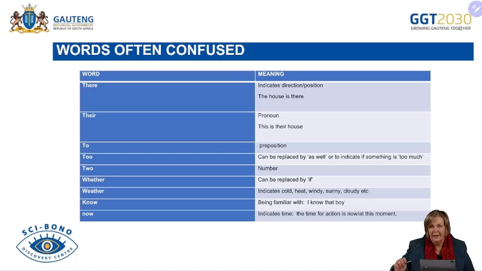as well. Okay, let me use that in a sentence. Are you coming too? Right, that would be the too, T-O-O. And then obviously the last one, that's a number, T-W-O.